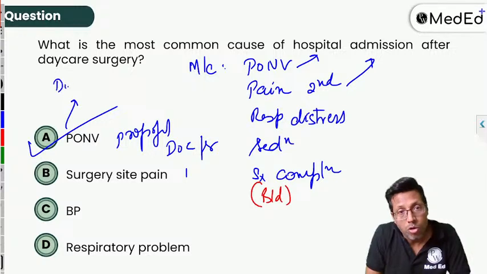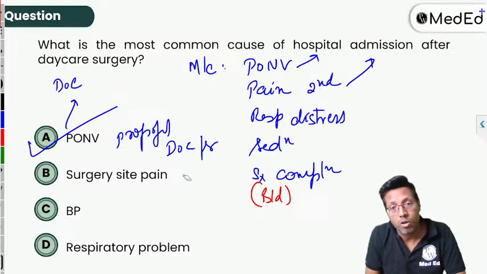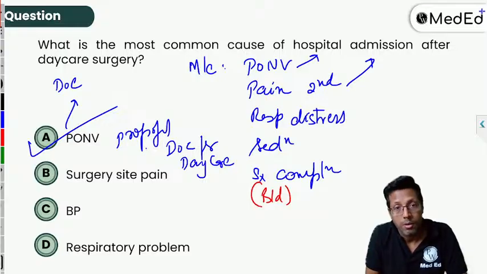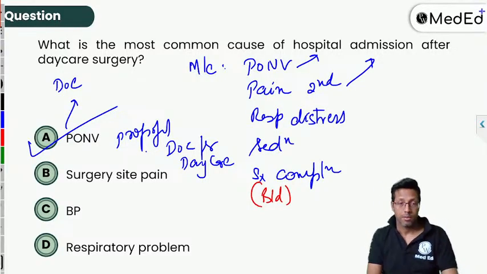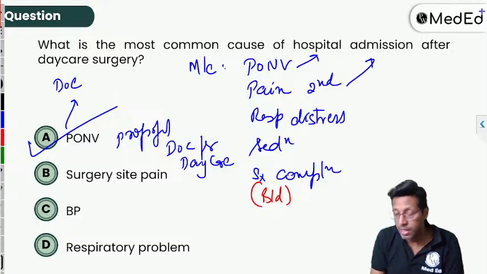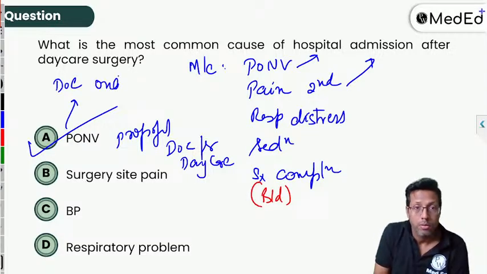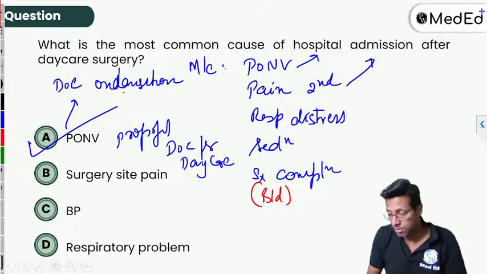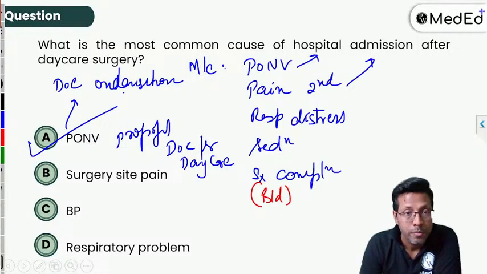Next question. For post-op nausea, vomiting, what is the drug of choice? Yes, ondansetron. Exam question, ondansetron. Absolutely correct. Right, so we finish off this question also.